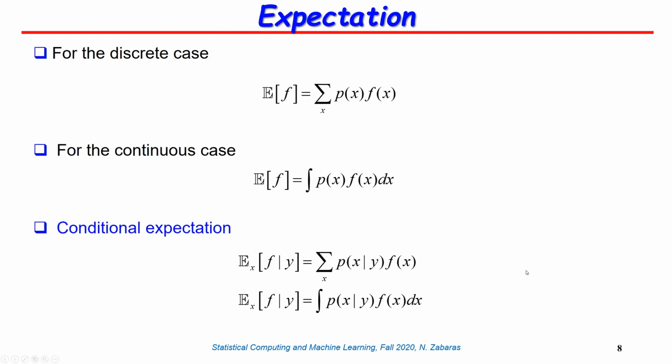Okay, so summary for the discrete case, this is the expectation of f of x. You sum for all possible values of x. For a continuous variable, the summation becomes an integral. And then at the end, I am giving you also the definition of what's called the conditional expectation. So if we have a function f of x and we want to compute the expectation of f of x conditioned on y, then the only thing that we need to change from the previous definition, instead of p of x, is to use the conditional density p of x given y.